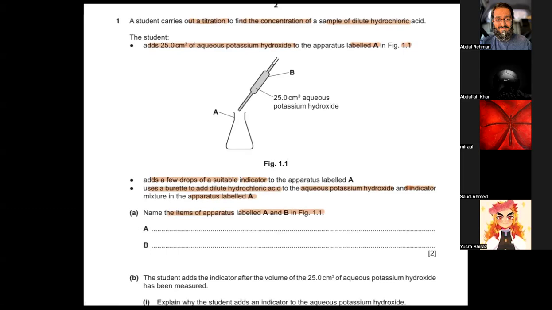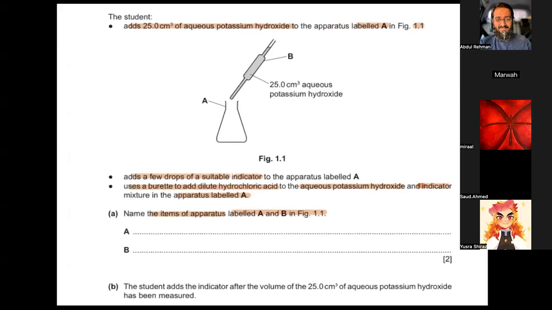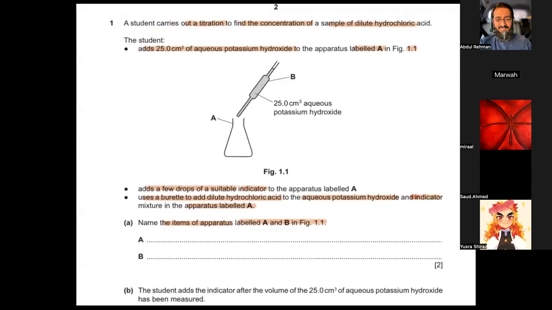So, yes. What is apparatus A? Conical flask. Apparatus A is a conical flask. And what about apparatus B? Volumetric pipette. Very good.